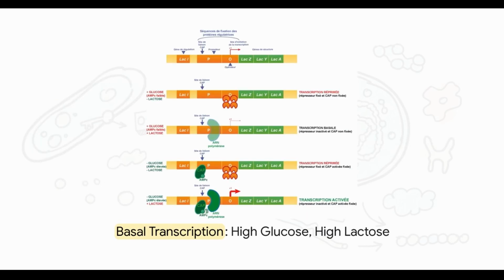Let's move to the next scenario. What if both glucose and lactose are present? Well, the lactose, specifically an isomer called allolactose, binds to that red repressor roadblock, changes its physical shape, and plucks it right off the DNA. The path is clear. But because glucose is still high, our CAP protein is still unbound. The result? The green RNA polymerase binds, but only very weakly. We get what's called basal transcription. It's just a tiny, minimal trickle of enzyme production. The cell is essentially saying, sure, lactose is here, but I've got glucose, so I'm not going to waste energy fully turning this factory on.